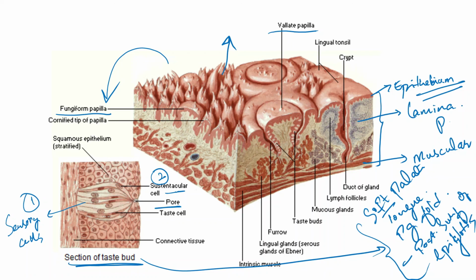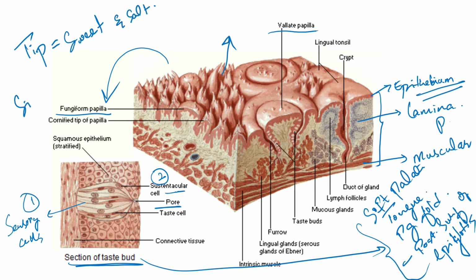Functionally, four types of subjective taste sensation are appreciated by the tongue. The sweet and the salt sensations are appreciated at the tip of the tongue. So the tip of the tongue mainly gives the appreciation of the sweet and the salt taste.